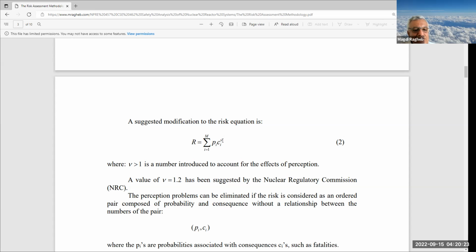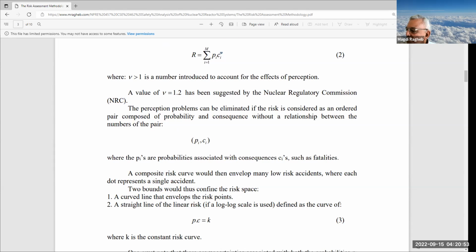This idea of perception can be eliminated if we look at risk in a different way. The different way is that we can consider risk as an ordered pair, not just P sub I, C sub I, but an ordered pair of probabilities and associated consequences in general. And basically, the consequences could be fatalities, could be morbidities, maybe people getting sick. Coal miners, for instance, get black lung disease. Farmers get silicosis from dust getting into their lungs, and uranium miners would get, of course, cancer of the lungs from inhaling polonium-210 and lead-210 from the decay of radon in the mines.